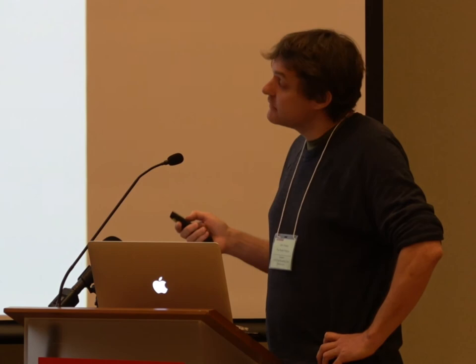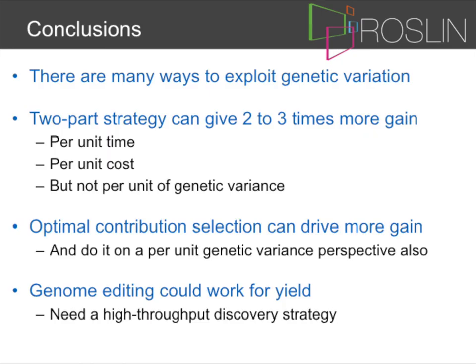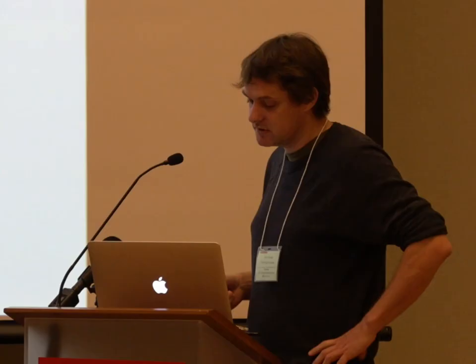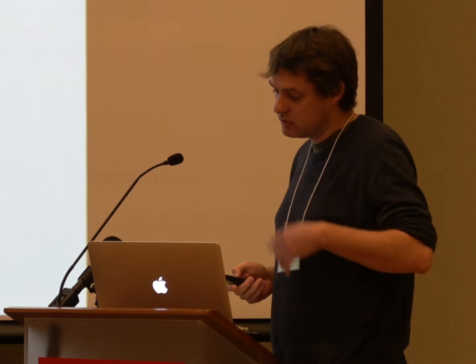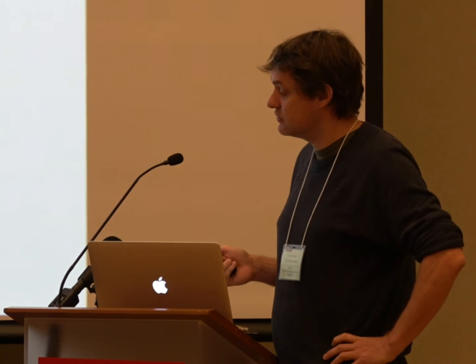There are many ways to exploit genetic variation. The two-part strategy can give 2 to 3 times more genetic gain per unit time, per unit cost, but it does have this penalty on genetic variance. Optimal contribution can solve that and put this two-part again on a per unit genetic variance perspective also. I think genome editing could work for yield. It does need a high throughput discovery strategy, which I think is different to the gene by postdoc approach that was referred to this morning. It might require resources that go beyond what research environments like universities can do because of the high throughput required.